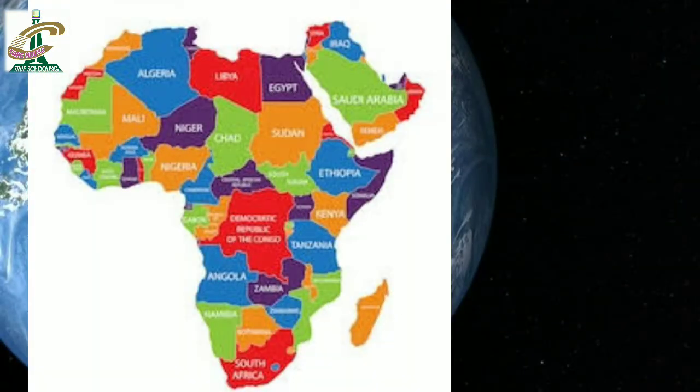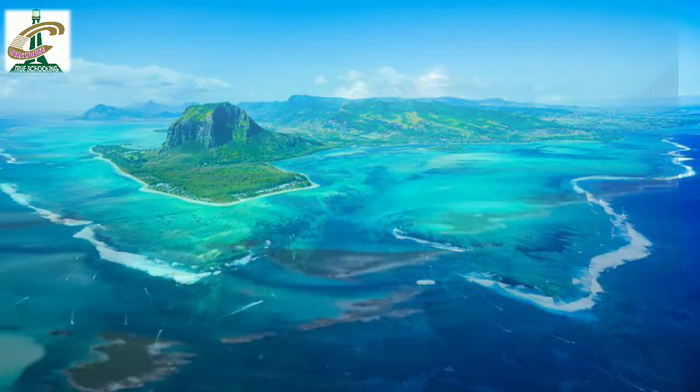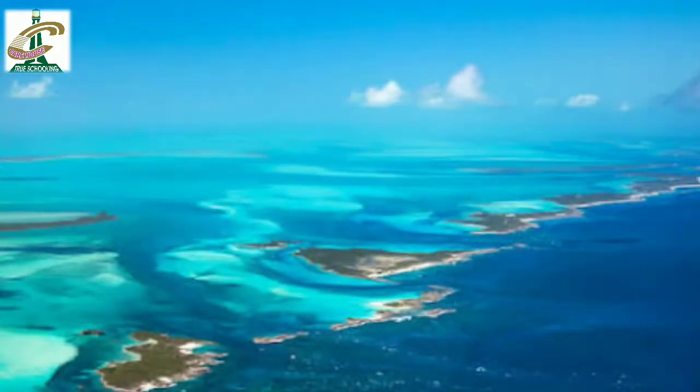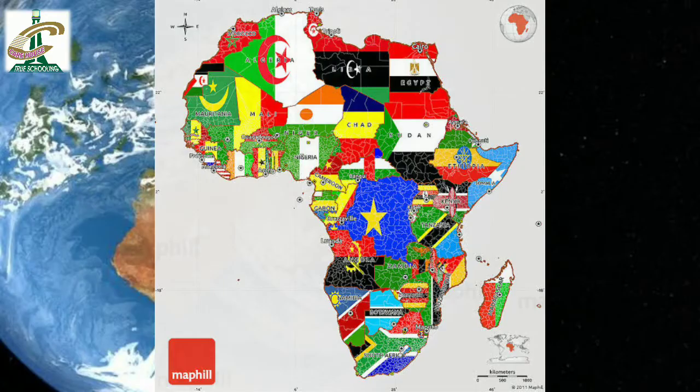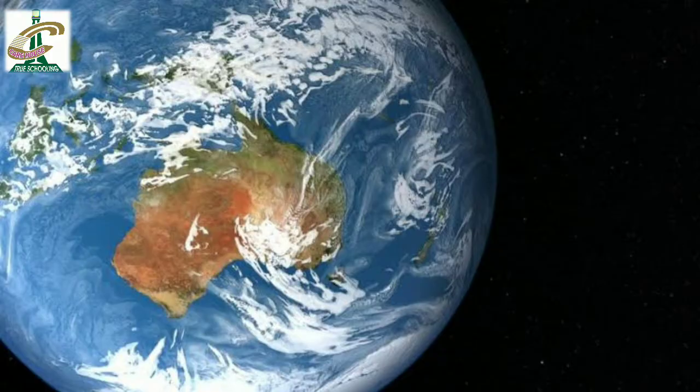On second number, we have continent of Africa. Dear student, it is the second largest continent. In its east lies the Indian Ocean, in the west the Atlantic Ocean. And dear students, most of countries in this continent are Muslim state. Islam is their major religion.